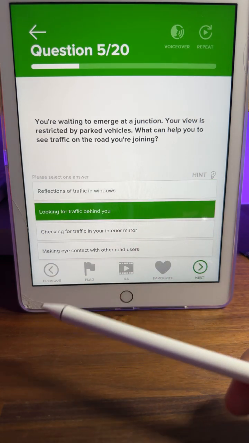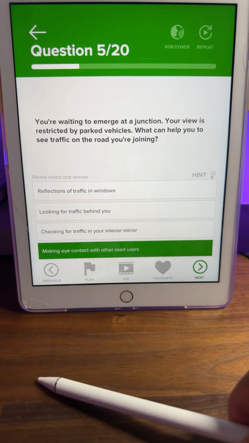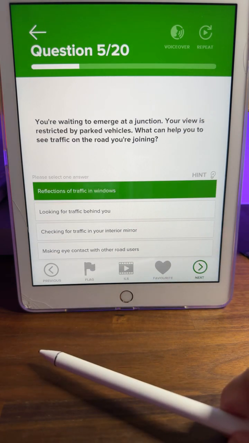Again, like I said, looking for traffic behind you, that's behind you. We want to look ahead. Same thing with that. Making eye contact with the road, that's not really going to help you. So, yep, A is the correct answer.